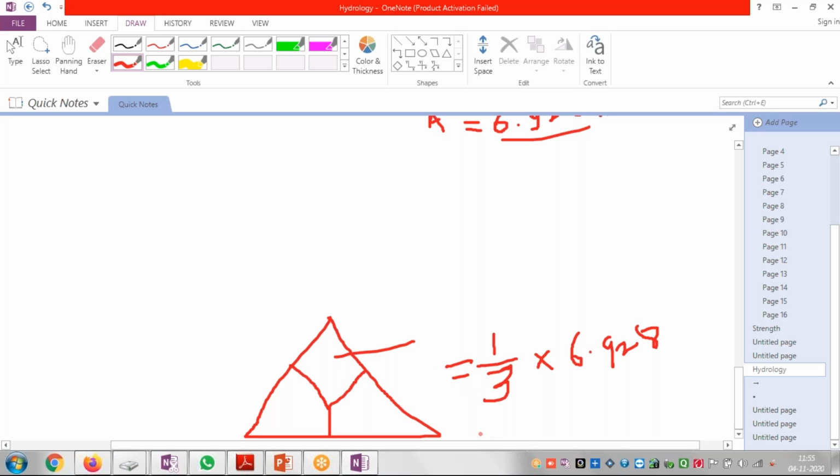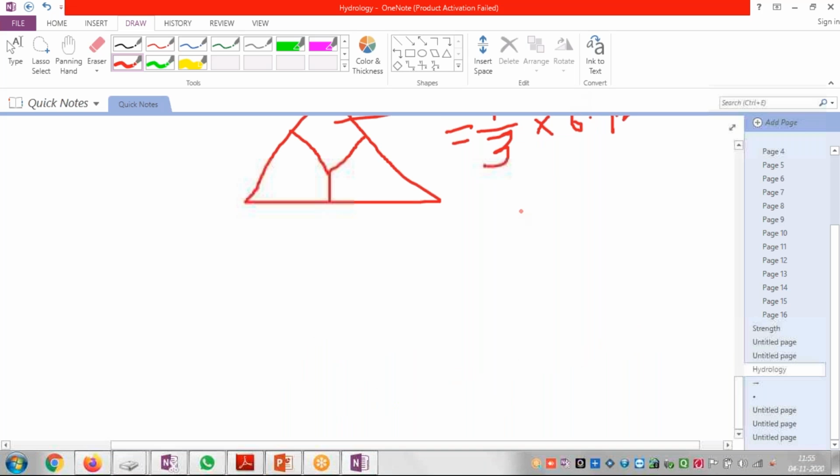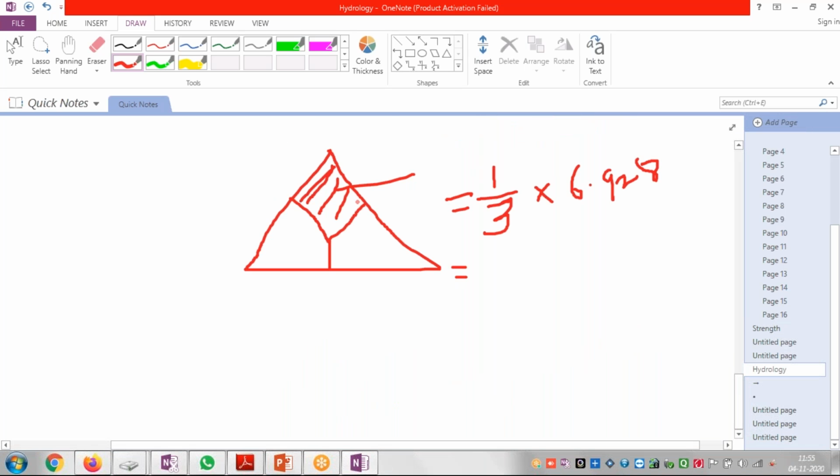How much will be the answer if I divide? This shaded area I will get 2.309. Is it okay? Yes or no? Are you getting the same answer? Yes, 2.309. Now, this is one single area, only the shaded one.